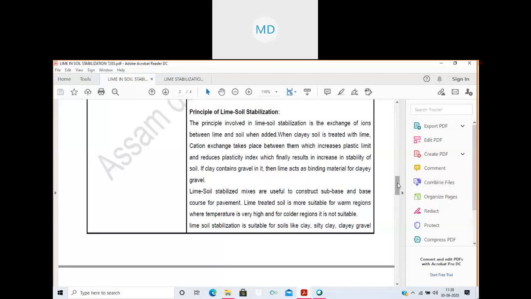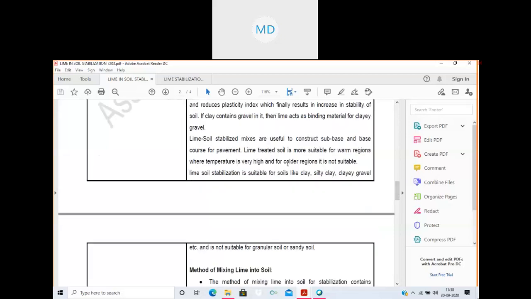Then these things you can go through, whatever is there, you just see. And this lime treatment is suitable for hot climate, okay, where the temperature is hot. So in those places lime treatment is most suitable. In colder regions where the climate is cold, the lime treatment is generally not suitable. Okay.